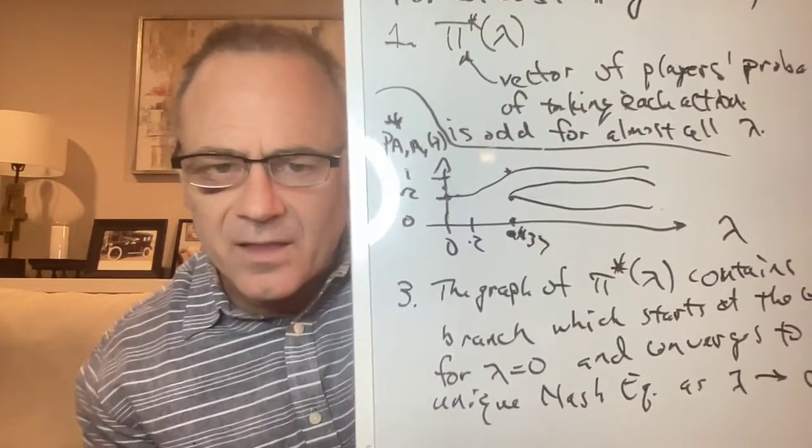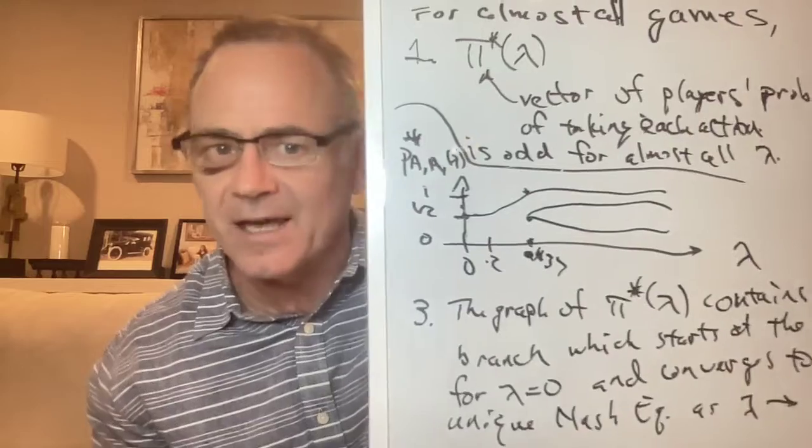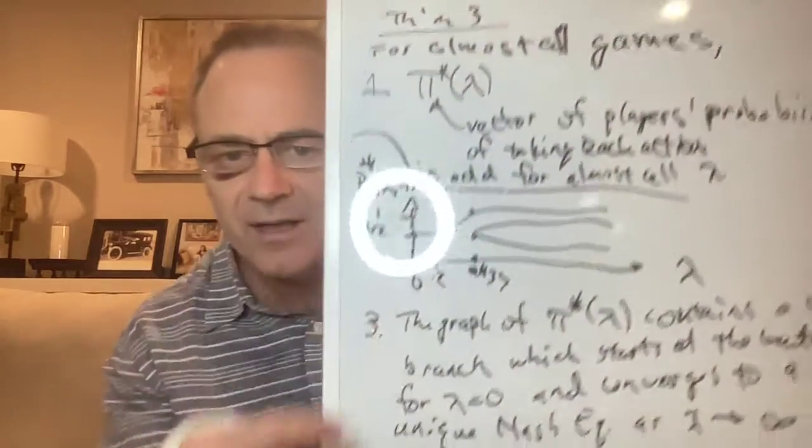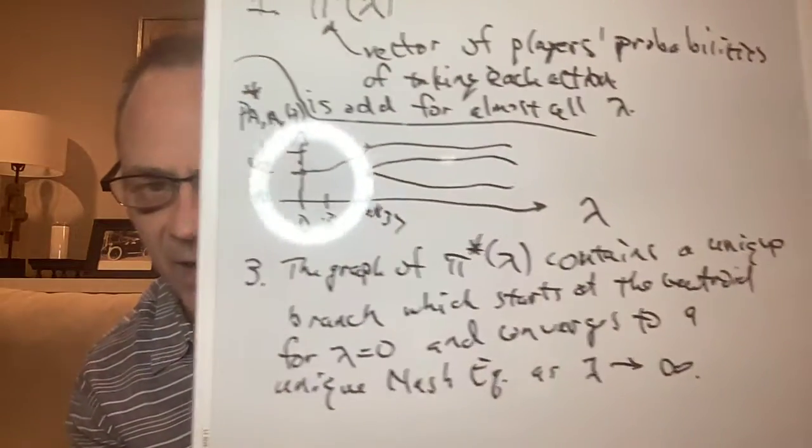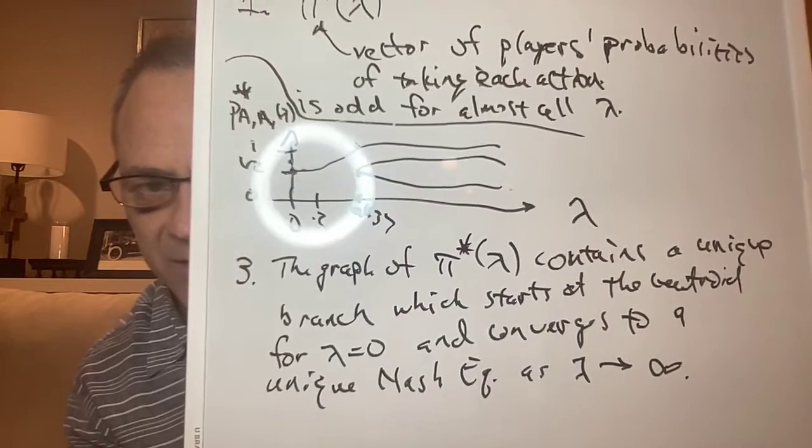That is not the ox game. Okay, the ox game. So the key is number 3. The graph of pi star contains a unique branch.